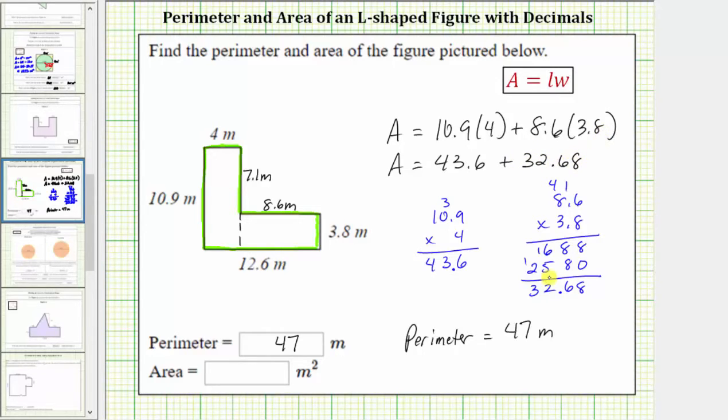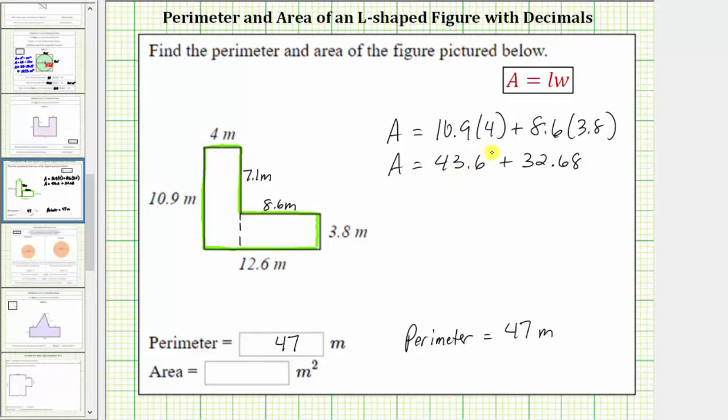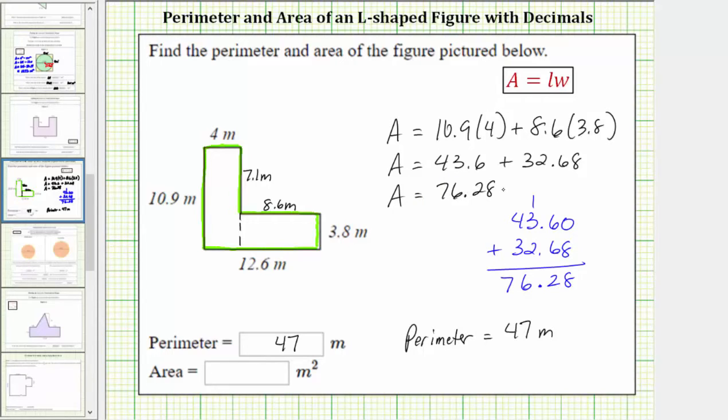And now we'll find the sum. We will write 43.6 as 43.60. The area of the polygon is 76.28 square meters. Because the units are already given, we enter 76.28.